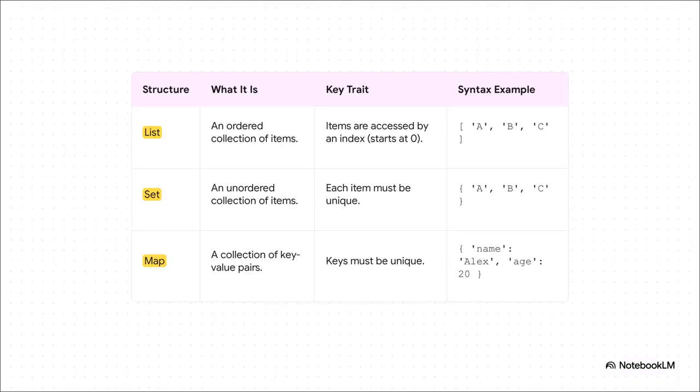You'll mostly be using 3 main types. A list is pretty much what it sounds like, an ordered list of items like a to-do list. A set is kind of similar, but the key difference is that every single item inside it has to be unique. And then you've got a map, which is a collection of key value pairs, kind of like a dictionary. It's perfect for storing structured info, like a user's profile with a name and an age.